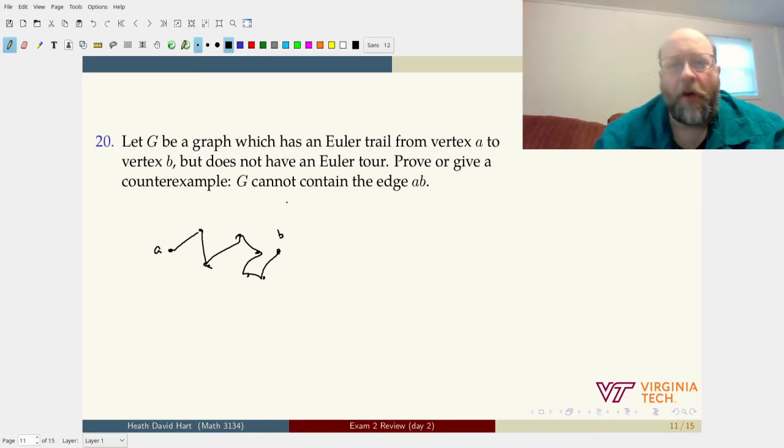This is false. The easiest example is just the graph that contains A and B and nothing else. I have a trail that goes from A to B, and then I don't have a way to get back to the starting point because my graph is simple. And so this contains AB, but doesn't have an Euler tour.